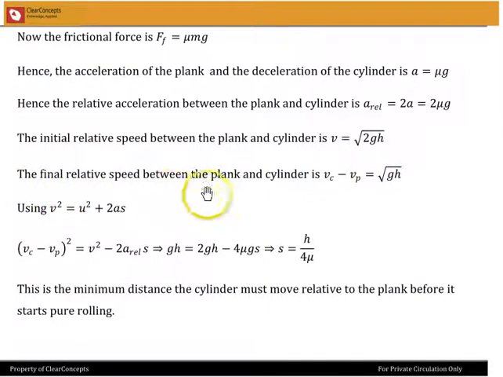And the final relative speed between the plank and the cylinder is simply Vc minus Vp. We found both of them on the previous slide. Subtracting and simplifying, we get root of gh. Now we use the equation of motion, v squared equal to u squared plus 2as, and we get (Vc minus Vp) whole squared is equal to v squared minus 2 a_rel times s. That gives us gh is equal to 2gh minus 4 mu g s, which gives us s is equal to h by 4 mu. And this is the minimum distance the cylinder should move relative to the plank before it starts pure rolling.